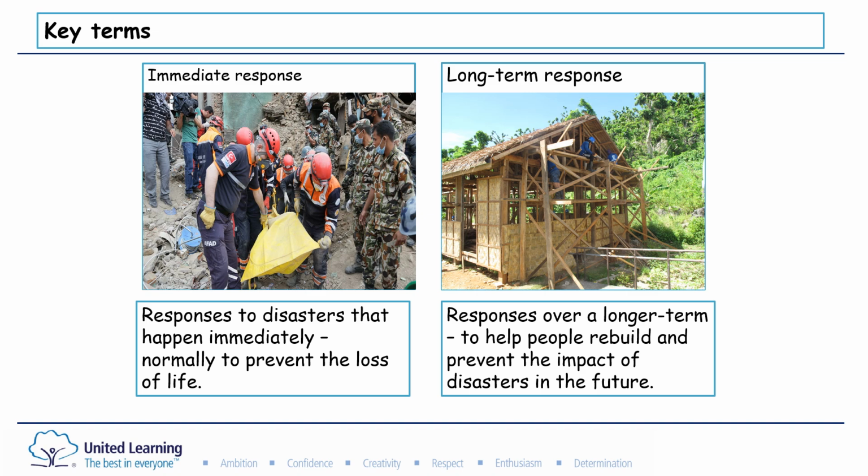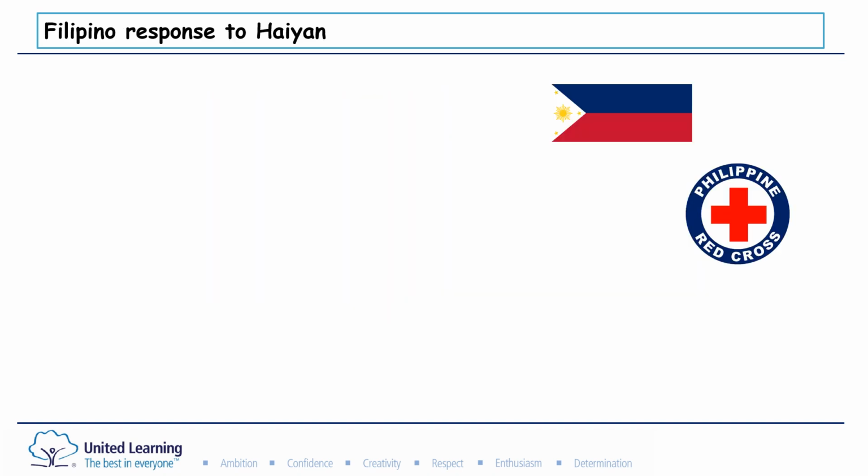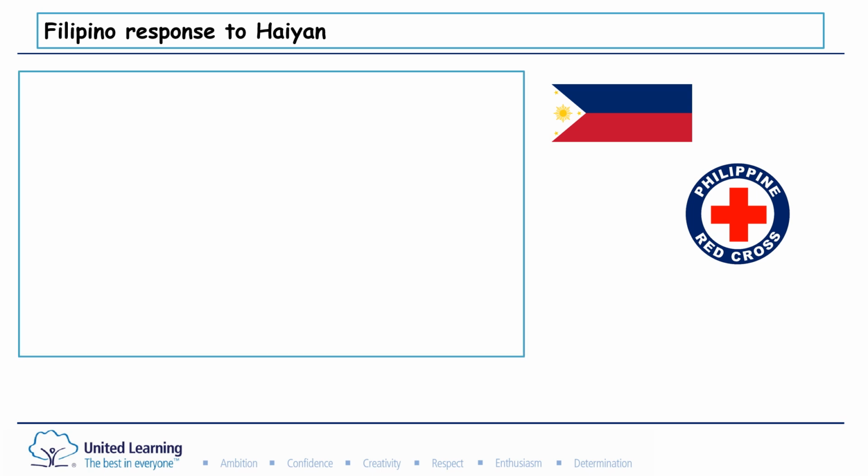So our named tropical storm was Typhoon Haiyan, which hit the Philippines on November the 8th, 2013. And what we need to do is understand how the Philippines responded to the typhoon. So to start with, we'll talk through some of the immediate responses.